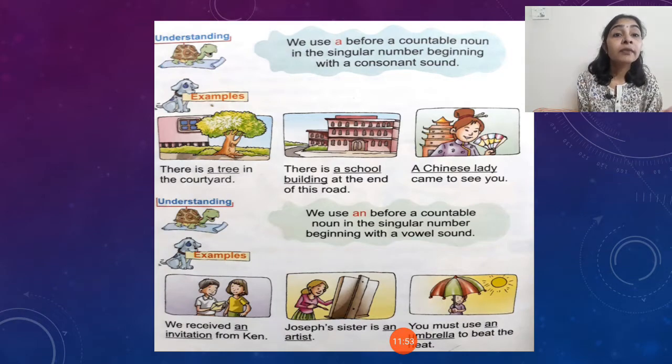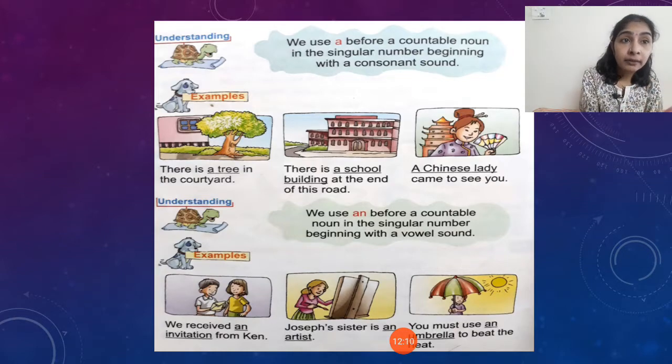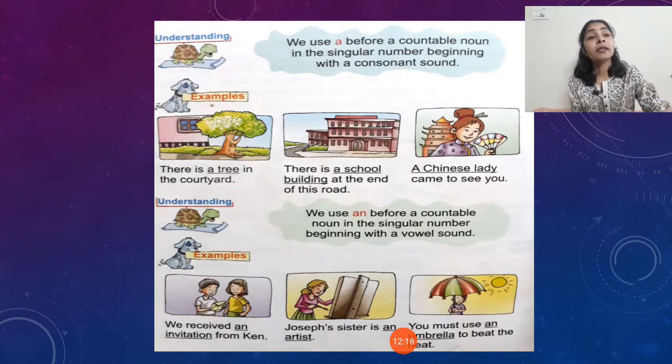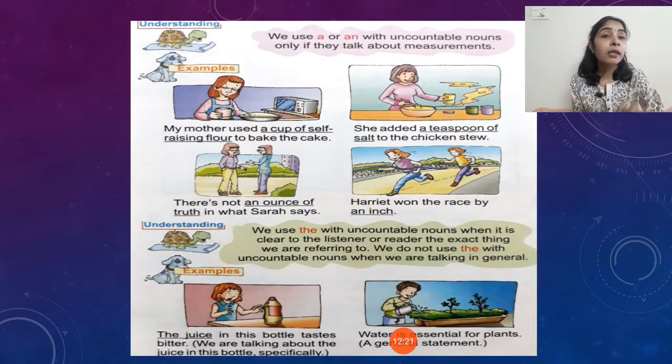Any Chinese lady. Next, we use an before a countable noun in singular number beginning with a vowel sound. We'll just go through an example, though we have studied this rule previously also. We received an invitation from Ken. An invitation. Joseph's sister is an artist. It starts with a vowel, so an artist. You must use an umbrella to beat the heat. Umbrella starts with U and makes a vowel sound, so here we are using an.